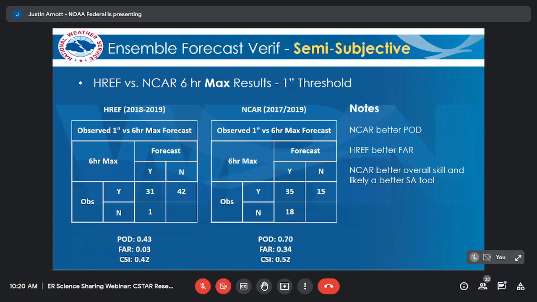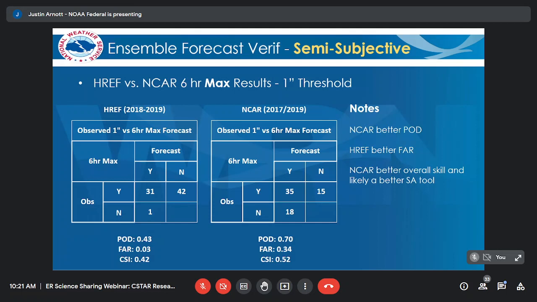A couple of things are going to jump out at you, and it's going to be a consistent theme. With the HREF, you're like, wow, no false alarms. That's pretty awesome for an inch in 6 hours. I'm kind of impressed, a little bit surprised by that, but I also miss more than half of them. So that's not good. The NCAR ensemble hits many more of them with a POD of 0.7, but the FAR obviously comes up.